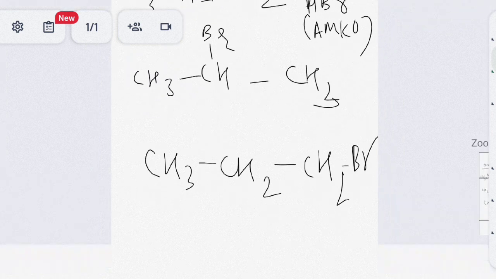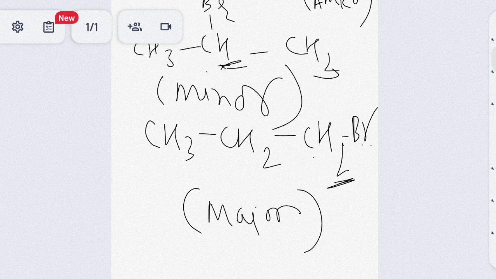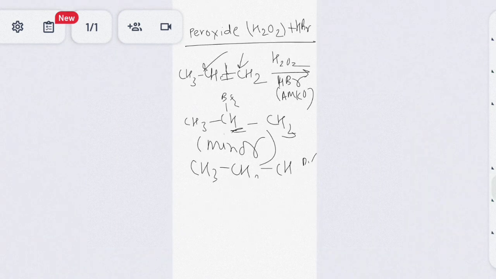So anti-Markovnikov is exactly opposite to Markovnikov's rule. This will be major over here because Br is attached to the carbon substituted with more hydrogen, and here it will be minor because it is attached to the lesser one. So this is all about it, and this is an exception, you have to keep it in mind.